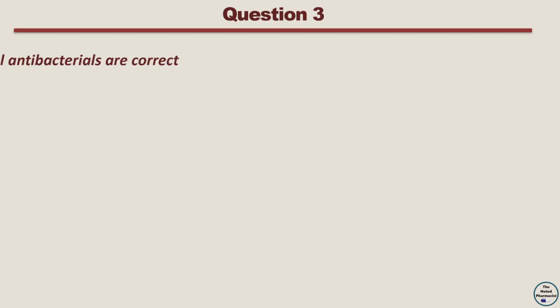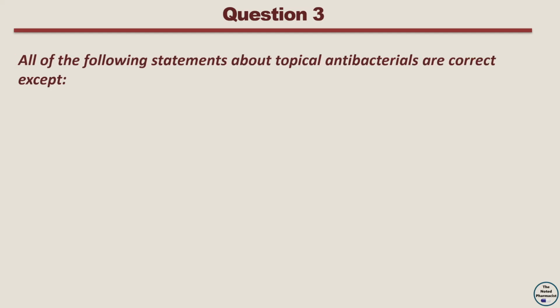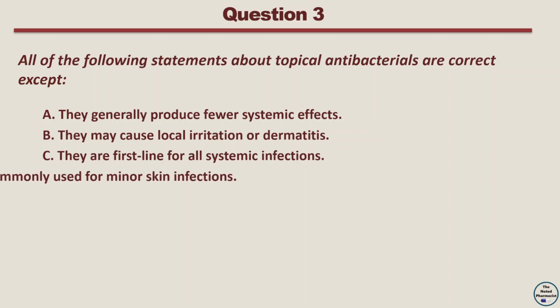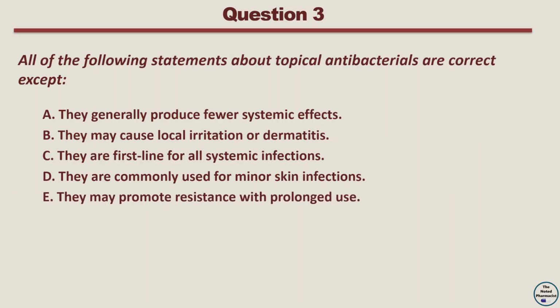Question 3. All of the following statements about topical antibacterials are correct except: Option A. They generally produce fewer systemic effects. Option B. They may cause local irritation or dermatitis. Option C. They are first line for all systemic infections. Option D. They are commonly used for minor skin infections. Option E. They may promote resistance with prolonged use.